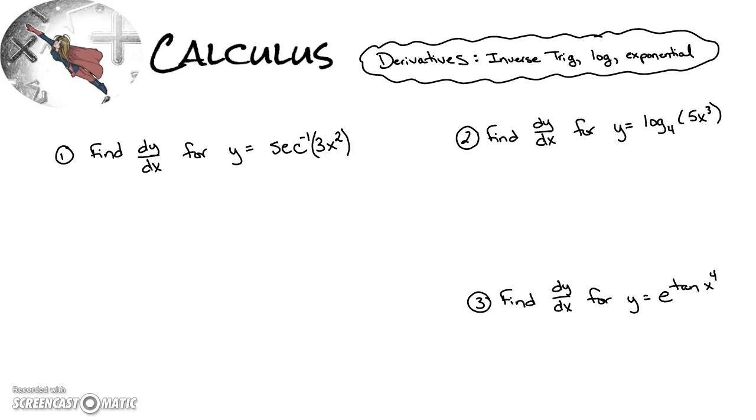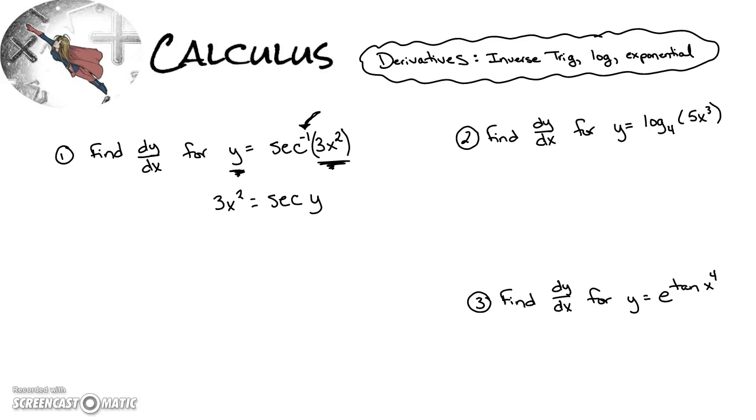So with the secant inverse, the first thing you would do for this alternate method is switch this argument right here with the y. So when we do that, we get to get rid of this little -1. We basically are getting rid of the inverse when we do this. So I rewrite this as 3x squared equals just secant of y. Now that I have it written this way, I can just take the derivative the normal way, although it will be implicit because the y is not alone.